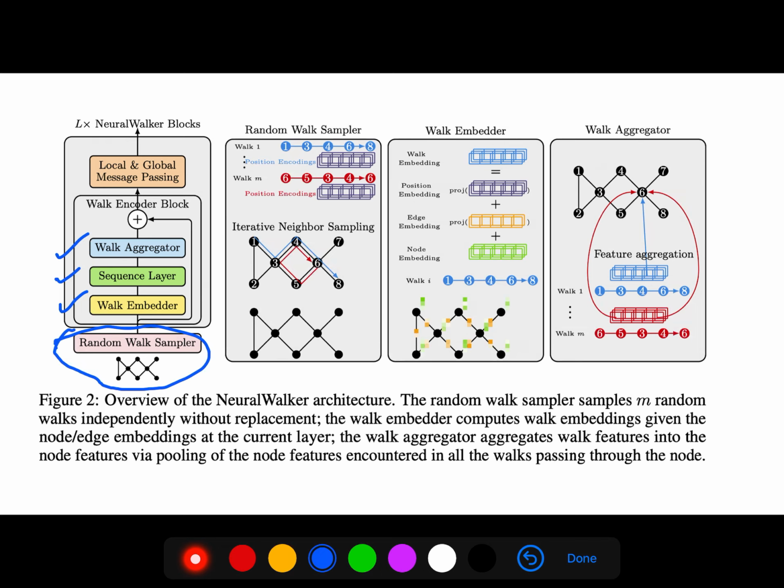Because different walks are coming from different paths, the walk embedder computes walk embeddings given the node embeddings at the current layer. The walk aggregator aggregates walk features into node features. So from walk features we go to node features via pooling of the node features encountered in all the walks passing through the node.